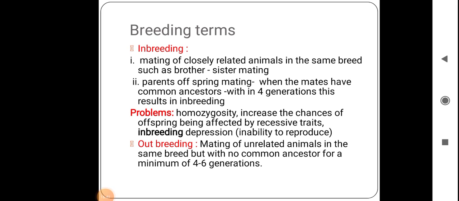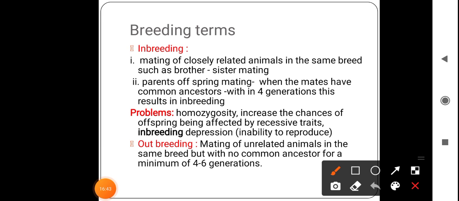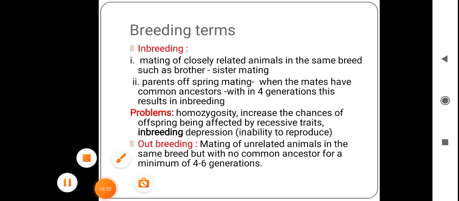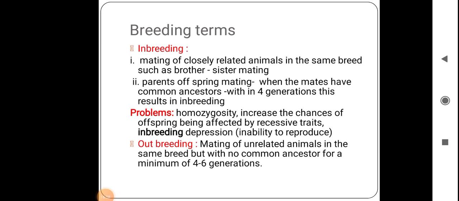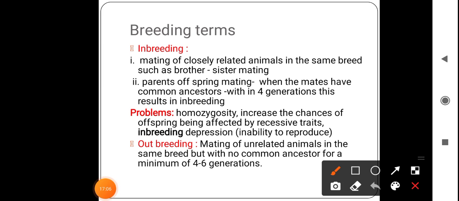So it is better to go for outbreeding. Outbreeding means mating of unrelated animals in the same breed, and at least a 4 to 6 generation gap is to be maintained. So, mating of unrelated animals in the same breed but with no common ancestor for a minimum of 4 to 6 generations, that is called outbreeding.